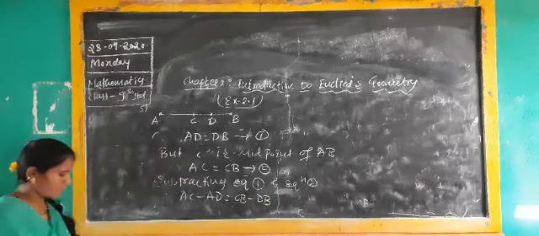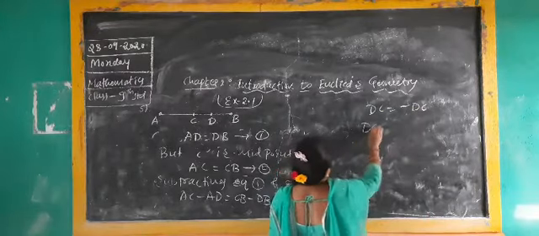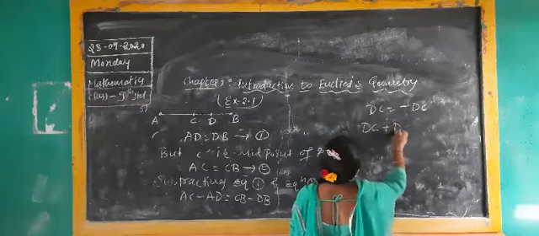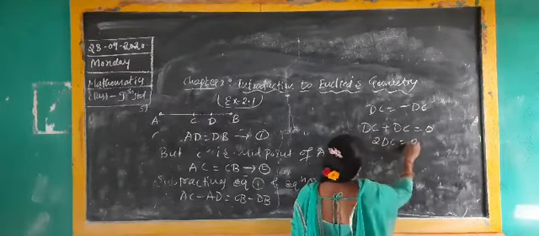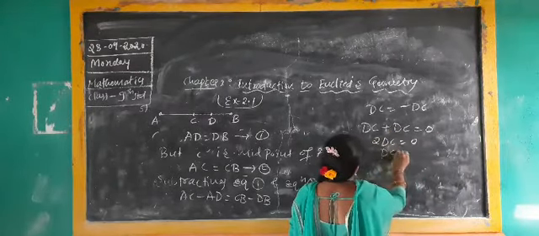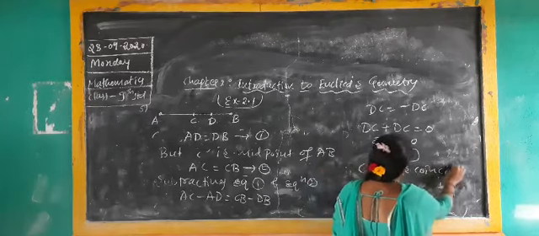Okay, here you will get, I will write here, DC is equal to minus DC. Okay, you have to add DC. If minus is there, it will be plus. DC plus DC is equal to 0. 2 DC is equal to 0. You will get DC is equal to 0. 2 multiplied by 0 you will get 0. DC will be 0, and C and D coincide. Therefore, C and D coincide.